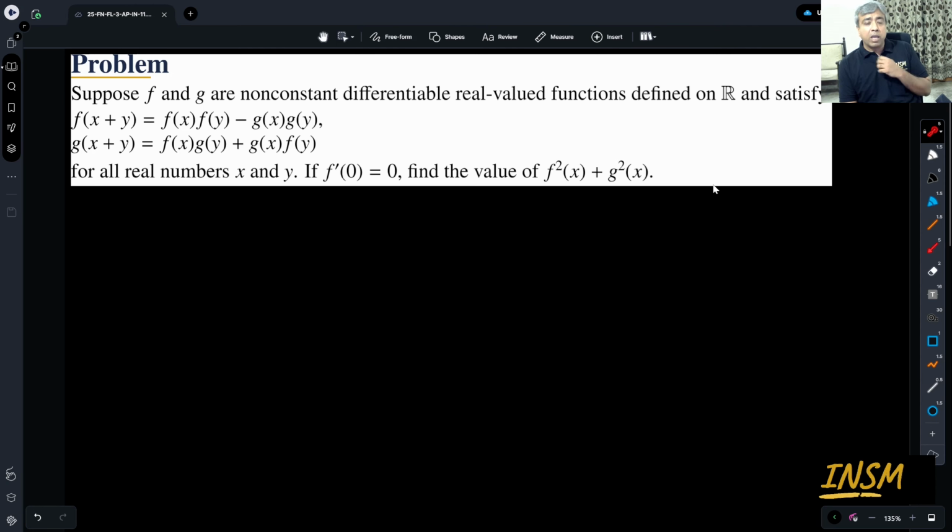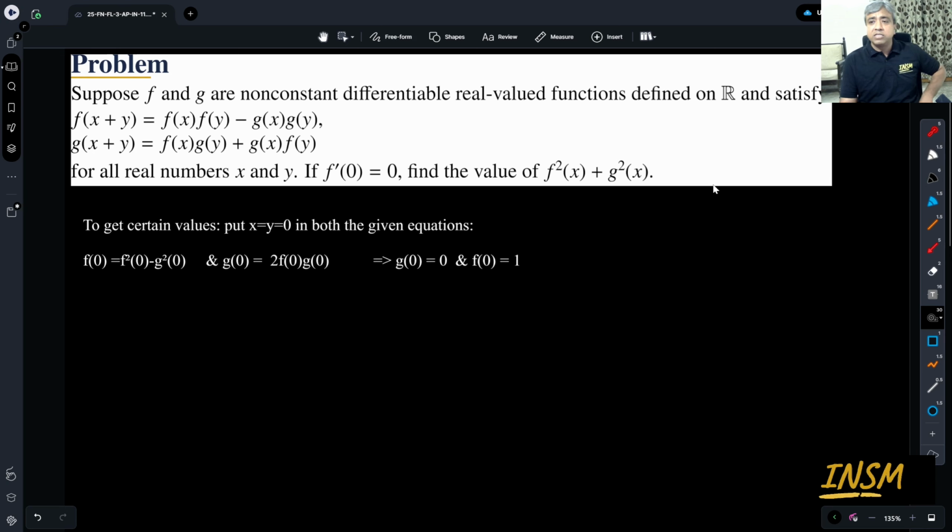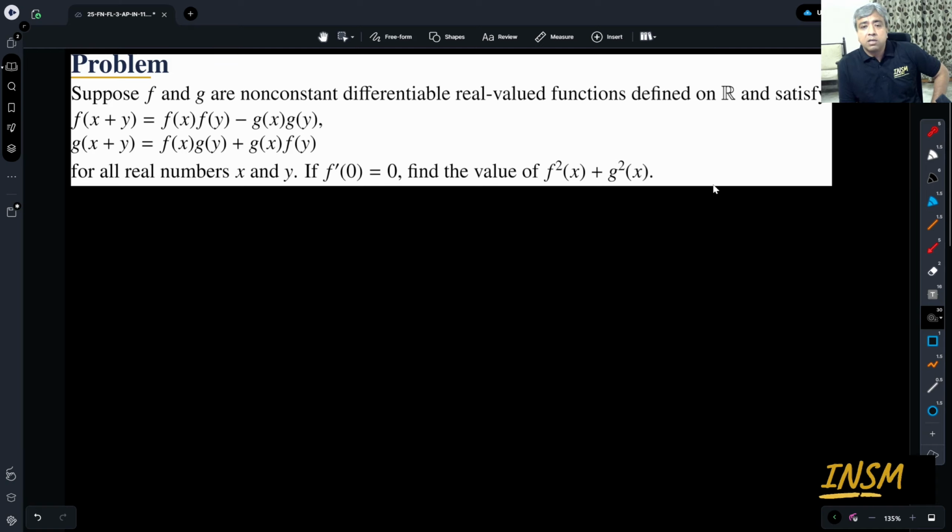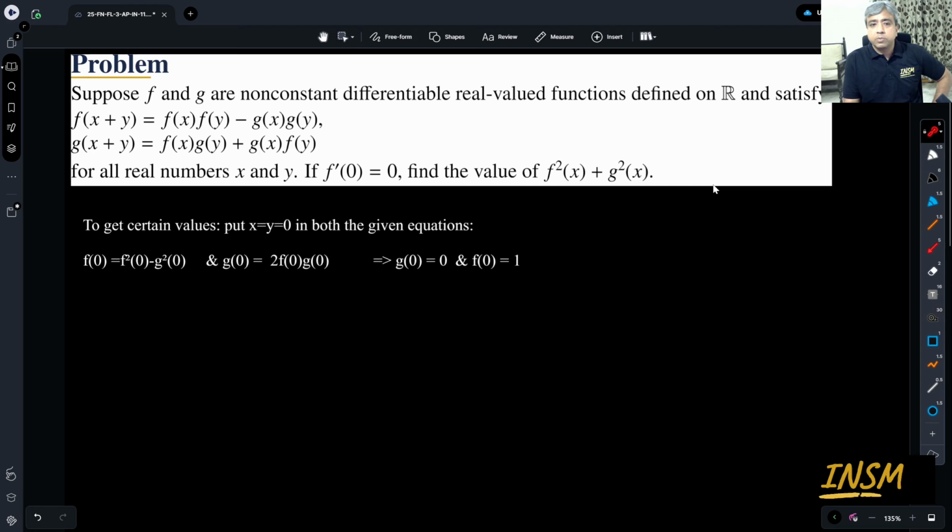In such problems, one of the first instincts is to find certain constant values at 0 or 1. So we try putting x and y equal to 0 in both equations. The first one gives f0 equals f0 square minus g0 square. And the second one gives g0 equals f0 g0 plus g0 f0, which is 2 times f0 g0.